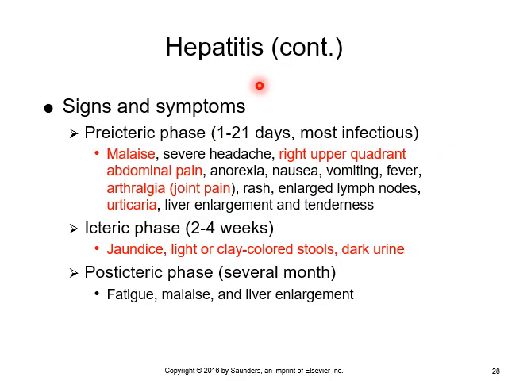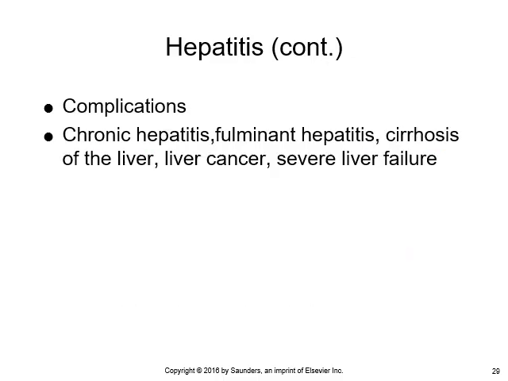So for hepatitis, there are three phases. The first one is pre-icteric, and this one happens 1 to 21 days. This is when the patient is most infectious, and these are the signs and symptoms. In the second phase, which is the icteric phase, 2 to 4 weeks, the patient will have jaundice, light or clay-colored stools, and dark urine. The post-icteric phase lasts maybe even several months, and the patient will have fatigue, malaise, and liver enlargement.